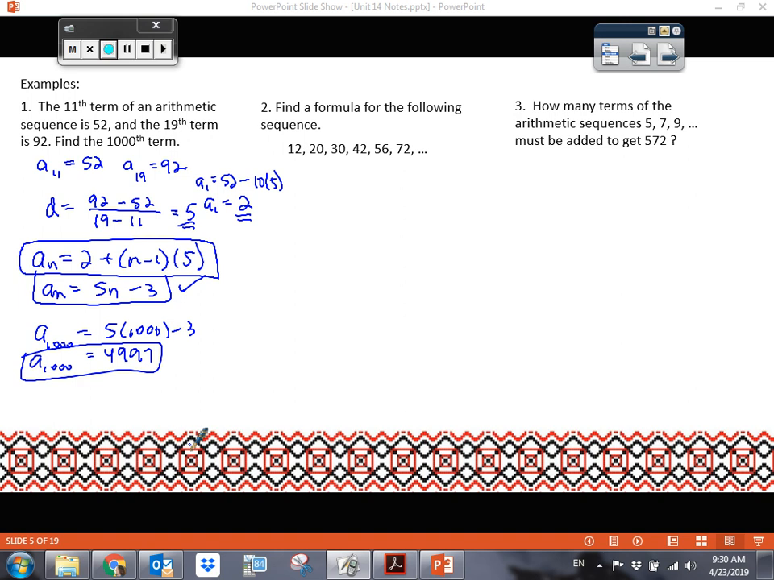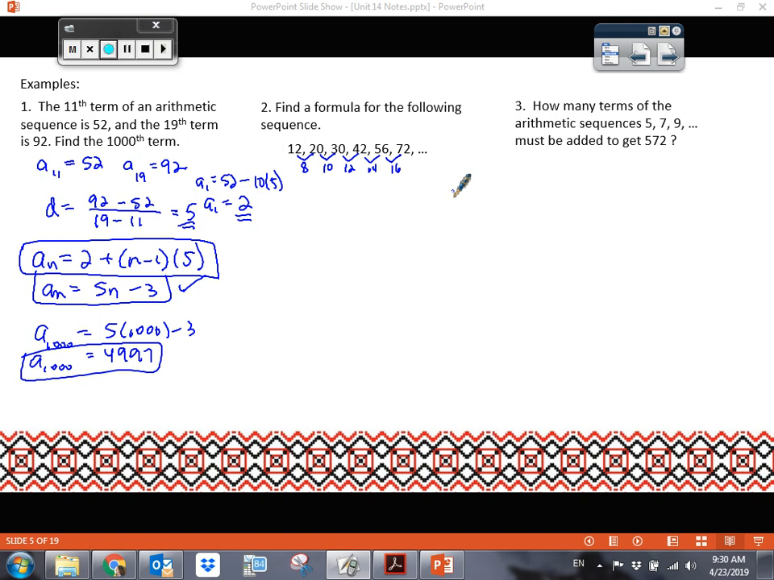We're supposed to find a formula. What I like to do is investigate the numbers. What's going on with the numbers? The first thing I would do is look at the difference between them. The difference between these is 8. The difference between these is 10. The difference between those is 12. The difference between those is 14 and 16. So the first differences are not the same.